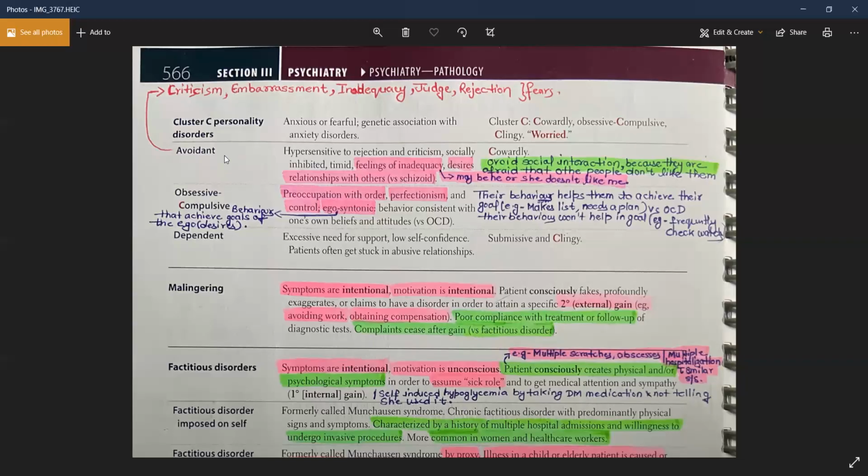In both the conditions, I'm basically avoiding the social interactions, right? So how will you differentiate between the avoidant personality disorder and the social anxiety disorder? Relationship. What about relationship? In both the conditions, they avoid the relationship because they avoid the interactions, right? They don't want to interact with others. So they will avoid all these relationship things.